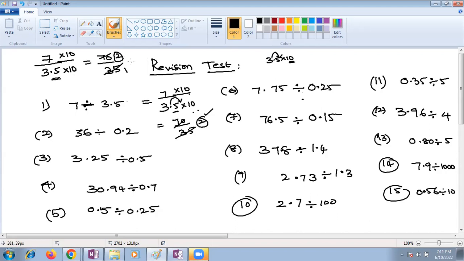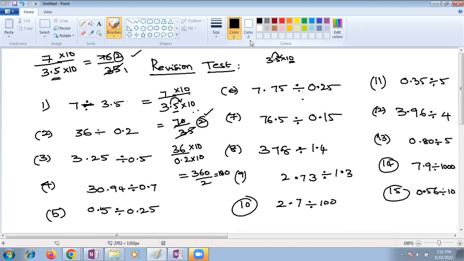Ma'am, in the second one, if we use the same thing, the answer would be like 180 by 1. Exactly, Manish, because in this case, 36 by 0.2, you have only one decimal place. So to remove that decimal point, you need to multiply on both sides with 10. 360 divided by 2, you will get nothing but 180. Exactly, 180 by 1, correct. You are correct. If you are comfortable with that method, you can go with that.